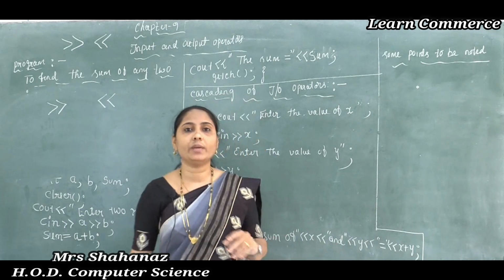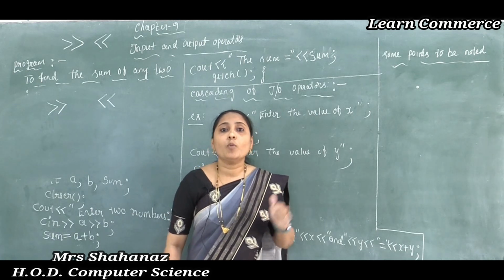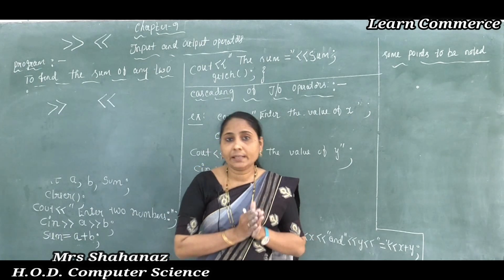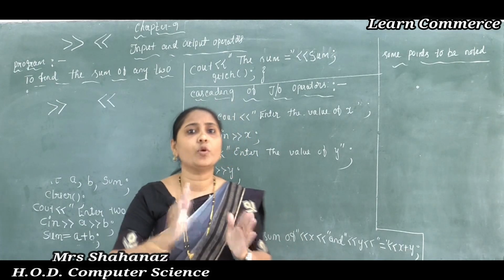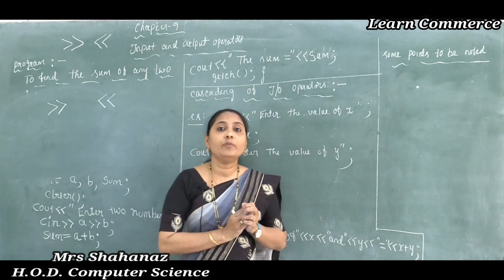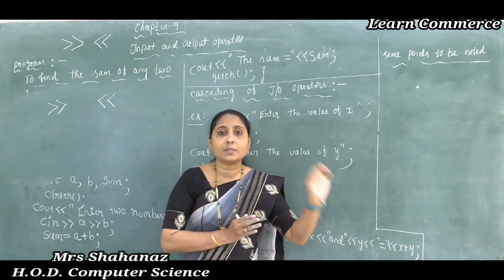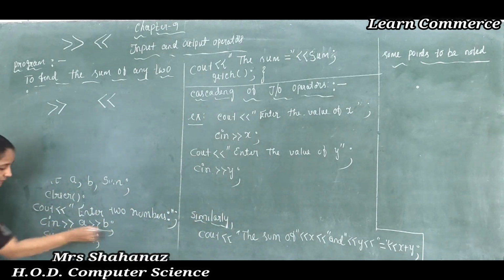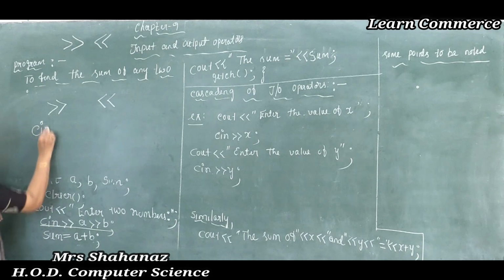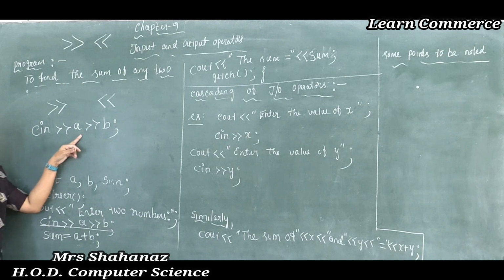So here the meaning is that if a program requires more than one input variable, that means not just one variable is there, sometimes we need to use more than one input variable in the program, then it is possible to input these variables just by using a single cin statement. Clear this point? So how did I use it in this line? I used cin A B. That is what I want to explain as the cascading of input operator.